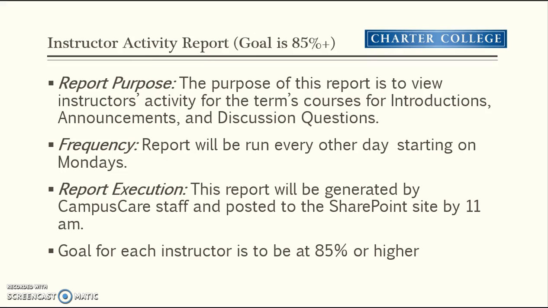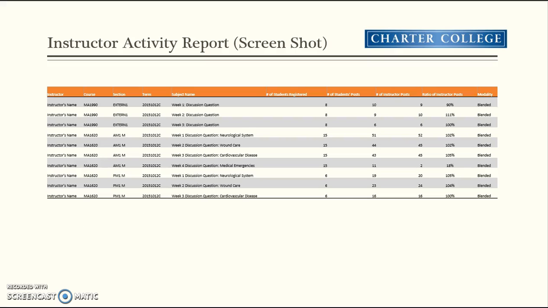Instructor Activity Report. Your goal is to be at 85% or higher. The purpose of this report is to view instructors' activity for the term's courses for introductions, announcements, and discussion questions. This report is run every other day starting on Mondays. It's generated by Campus Care staff, and the goal for each instructor, once again, is to be at 85% or higher. Here's a screenshot of what an instructor activity report looks like.